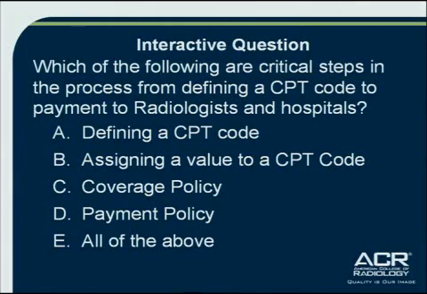So this is an interactive question. So if we can begin the clock. Which of the following are critical steps in the process from defining a CPT code to payment to the radiologists and hospitals? A, to define the CPT code. B, to assign value to the code. C, to have coverage policy approved. D, to have payment policy, or E, all of the above.